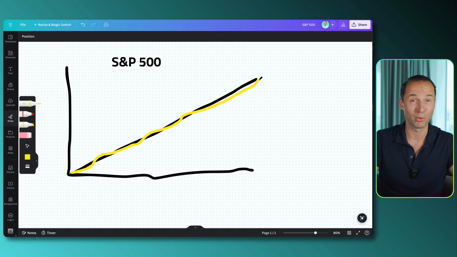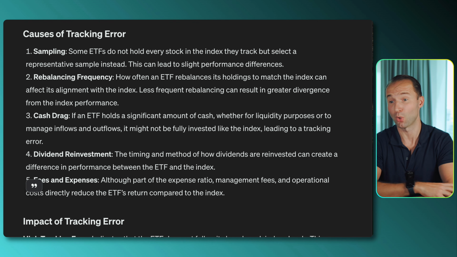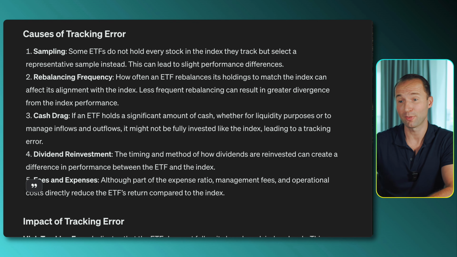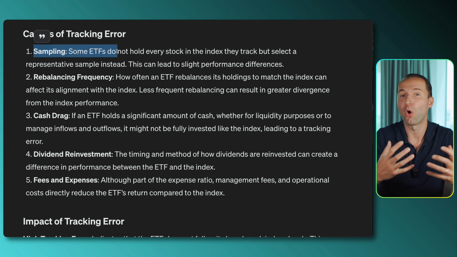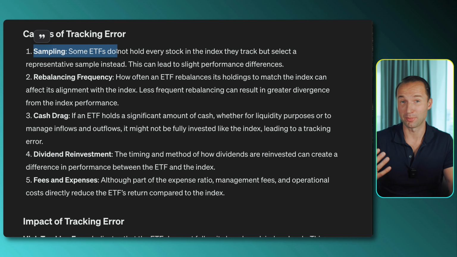So that's definitely something very important to keep in mind when you make a decision as to which ETF you're going to buy. But let's talk about some of the causes for tracking errors. Now, the first one, sampling. Sampling basically means the way the ETF is buying and holding the shares on your behalf. There are different methods out there.